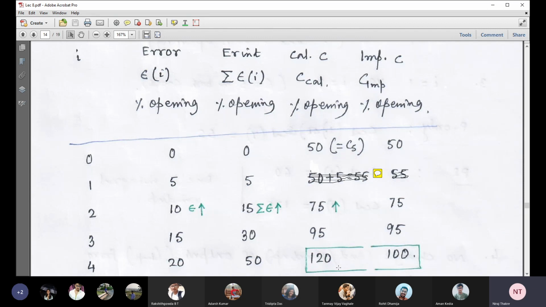So what is suggested in anti-reset windup is, you also make this 100 through back calculation. How can we do it? Just consider here 30. You change this error integral value to 30. Then 30 plus 20, that is 50, plus CS 50, it is also coming as 100. So this is the concept of anti-reset windup. Fine.